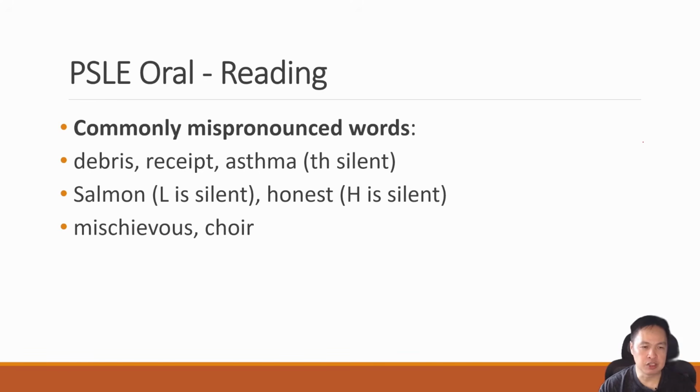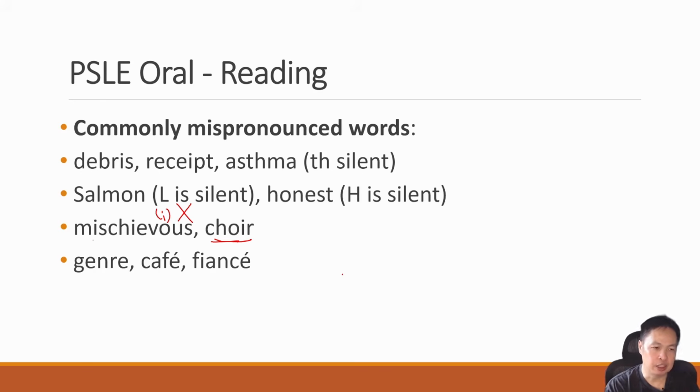Mischievous, not "mischievious", right. A lot of students think that there's an I here. This is not correct, okay. So the pronunciation is not "mischievious", it's "mischievous", right. The next word is choir, right, not "chwire", right, that's wrong, choir. All right, and then next we have genre. So this GE here is pronounced with the Z sound, genre, not "genre" with a hard G, that is not correct, genre, okay.